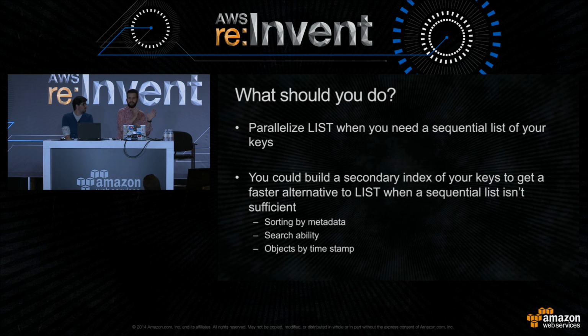Instead of relying on the S3 list operation, which is a heavy operation, you could use a secondary list. And a secondary list is able to provide you sorting by metadata, search, and objects by timestamp. It provides you features that the plain S3 list operation is not able to provide you.